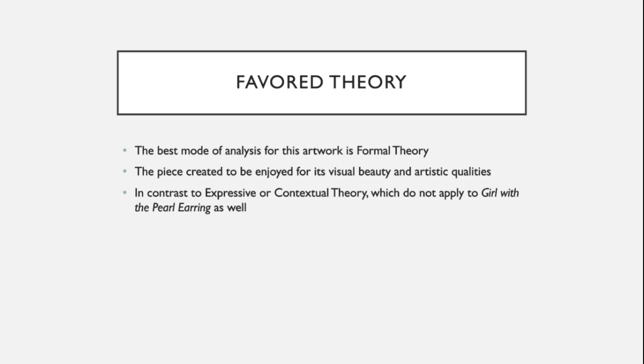In conclusion, I think that the best mode for analysis for the Girl with the Pearl Earring is formal theory. I think this because Vermeer created the piece to be visually beautiful. Furthermore, this artwork was intended to be enjoyed for its excellence and artistic qualities. This is in contrast to the aspects of expressive or contextual theory, where the art was created to impact emotions or inspire ideas.